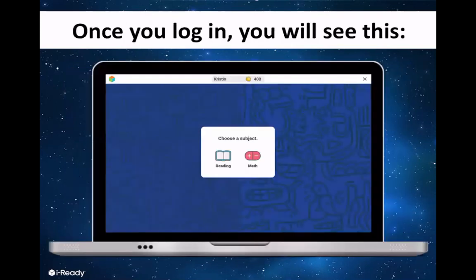Once you log in, you will see this. Choose a subject, right? You guys should have already seen this page because it's reading. But we will also do math, which is what you will click on Monday, okay? It will also say math diagnostic.